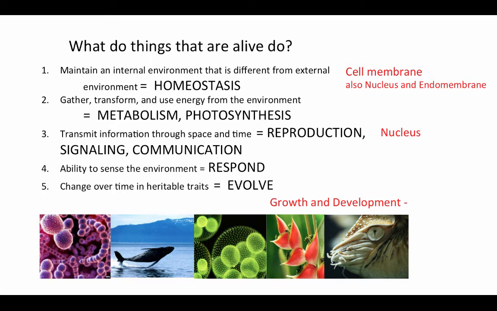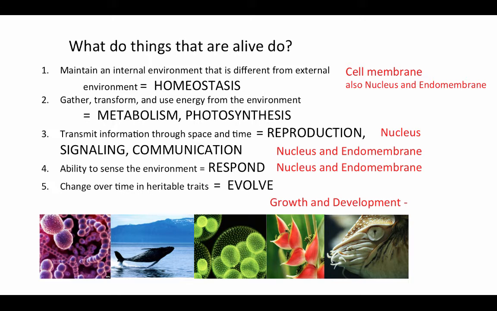But let's skip ahead to transmitting information through space and time. Reproduction, signaling, communication, obviously the nucleus is key to that. It stores all of that information that gets passed down from generation to generation, so the information through time. But also, again, the nucleus and endomembrane system are critical for producing the proteins that are going to be important in cell signaling, cell communication, the endomembrane system for packaging that information and sending it to where it needs to be used, whether that's outside the cell for communication with other cells or some kind of signaling within the cell.